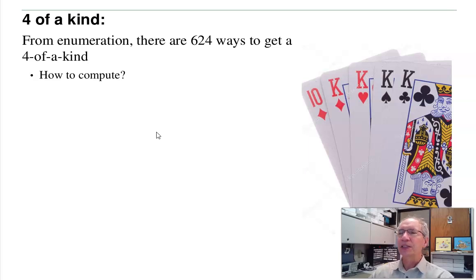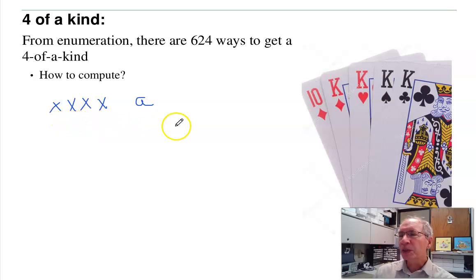Let's look at 4 of a kind. Now, from Wikipedia, or enumeration, there are 624 different ways to get 4 of a kind. How do you compute that? So what I suggest is pause the video, think about it, and then when you're ready, start it up again. So to calculate it, I've got 4 of a kind, so I've got 4 cards that match, call those X's, and I have another card that doesn't match. That's what 4 of a kind looks like.